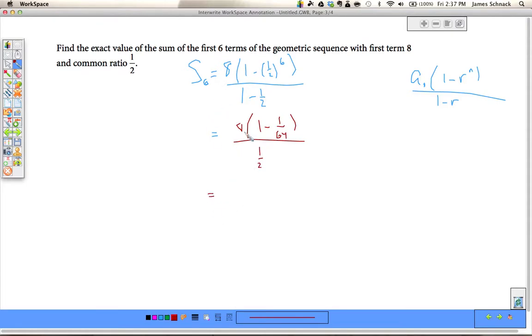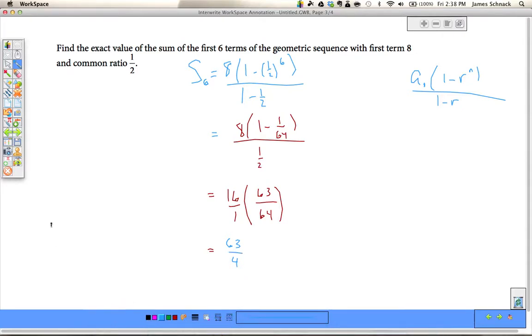1/2. Now 8 divided by 1/2 is 16, times 63 over 64, because 64 over 64 minus 1 over 64 is 63 over 64. That's over 1. Okay, so these reduce: 16 over 64 is 1/4. So my final sum exactly is 63 over 4.